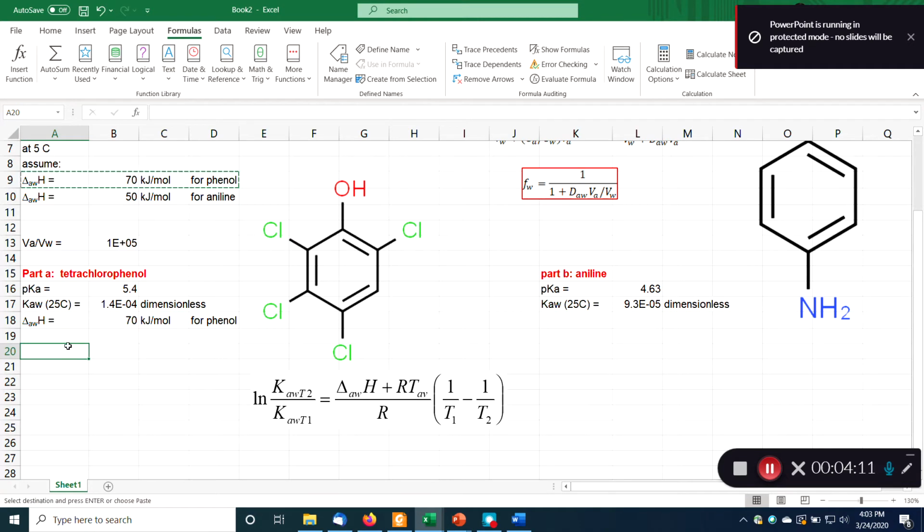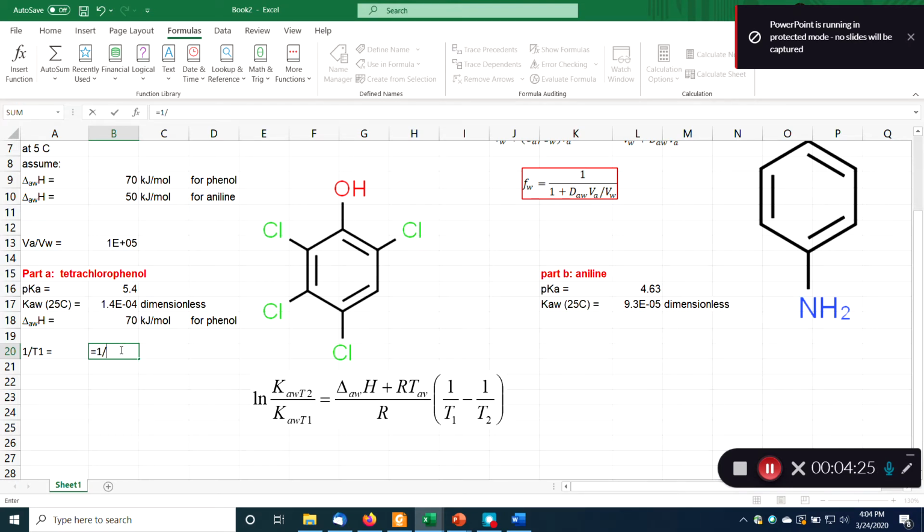So sometimes it's easier to do this in bits and pieces. So 1 over T1, let's say that, because we're going to calculate the Henry's law constant at T2. So T2 is going to be 5 degrees C. T1 is going to be 25 degrees C. So it's going to be 1 over 273.15 plus 25 degrees Celsius. And then 1 over T2 is going to be 1 divided by 273.15 plus 5 degrees Celsius. So there's my T1 and T2.